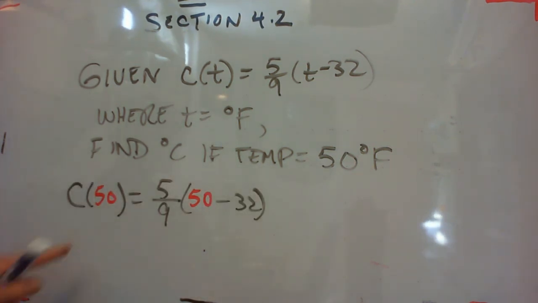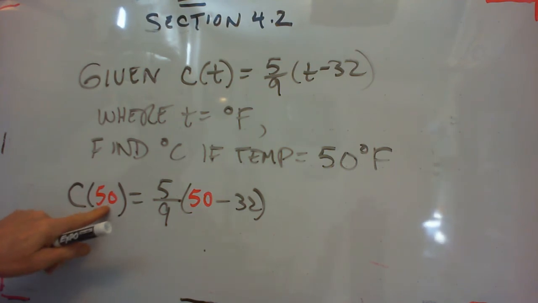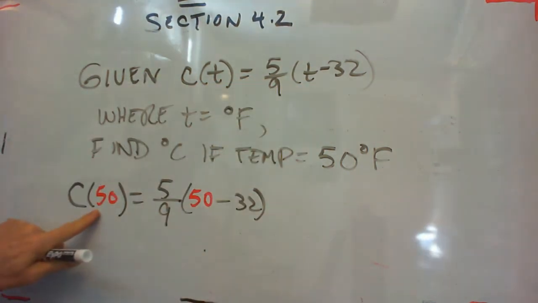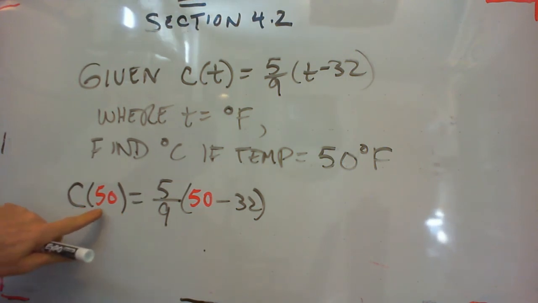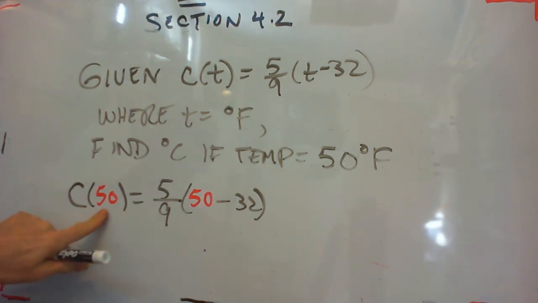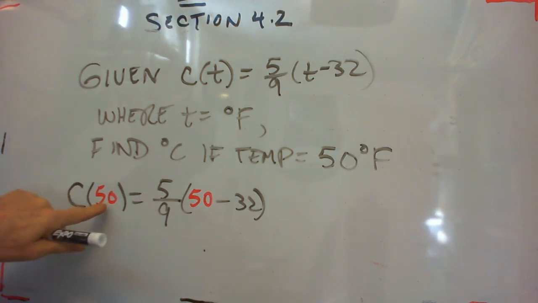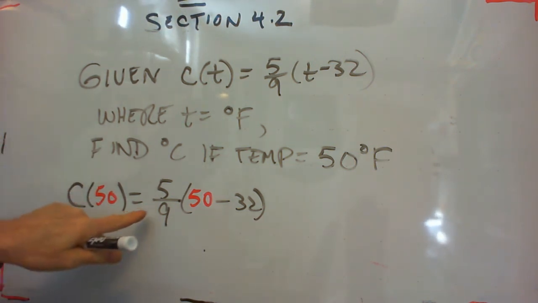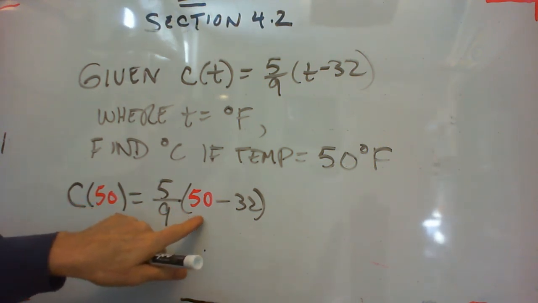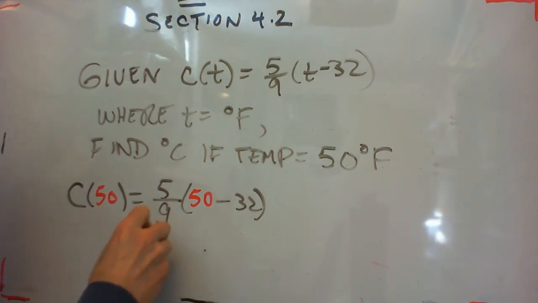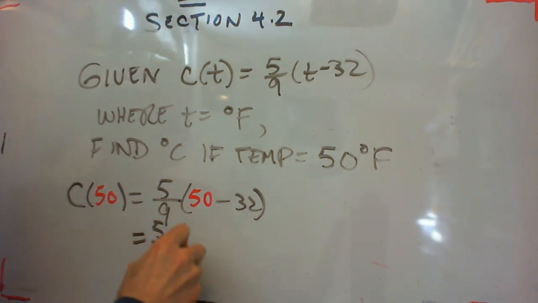Okay, so our input value is 50. We're plugging it into the formula for T. C of 50. It's not C times 50, it's C of 50. The degrees Celsius as a function of 50 degrees Fahrenheit equals 5/9 times 50 minus 32. Okay, and then evaluating that, 50 minus 32 is 18.